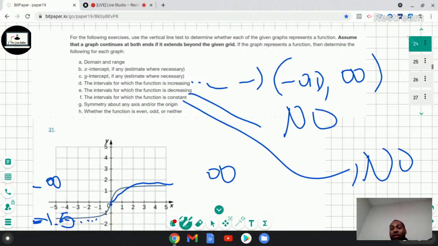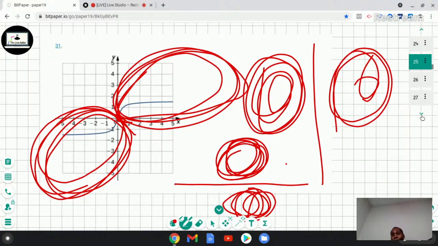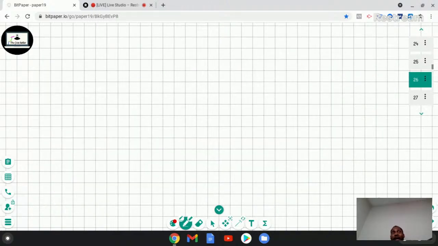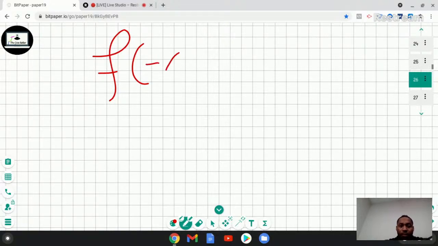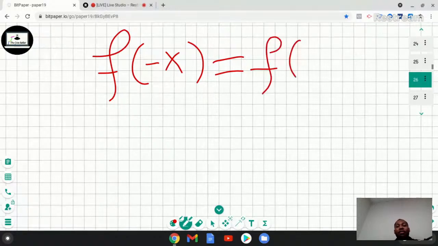The other question that they ask, which is the last question, a very interesting question too, is whether the function is even or odd. Now, there are many ways to find this out. So if we want to know whether the function is even or odd, mathematically, what does that mean? It means that if the function is even, for all x values, f of x is equal to f of negative x.